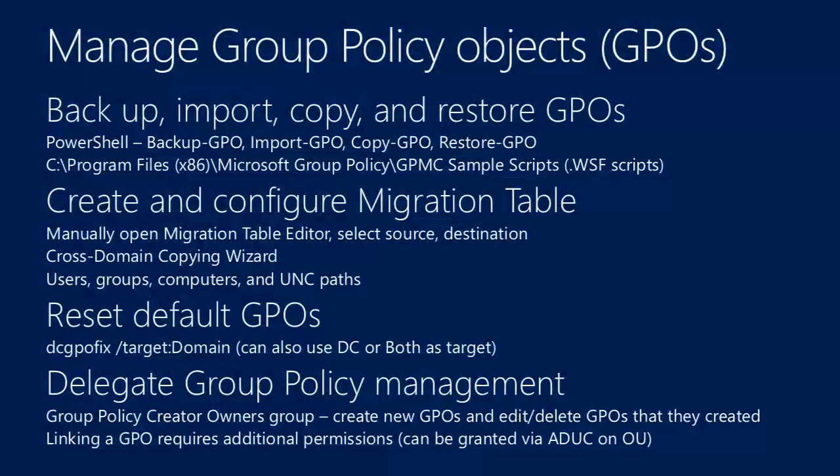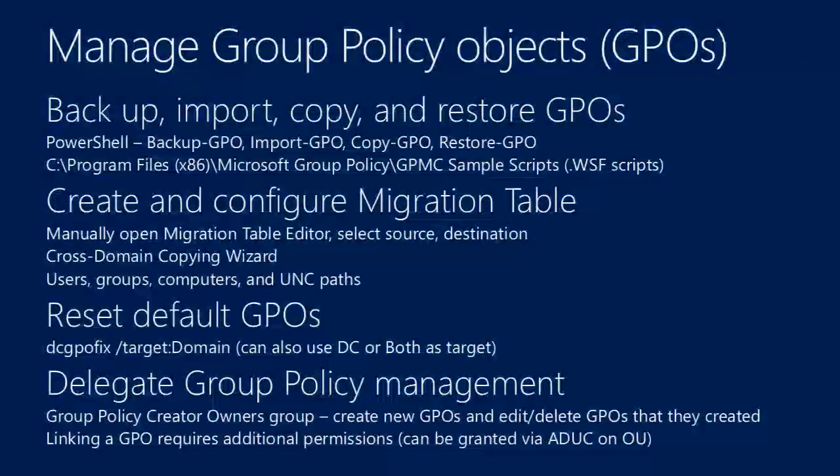And then the migration table. The migration table is when you're moving a GPO from one domain to another, and you have a UNC path or a domain or anything that's hard-coded in the original GPO that's not going to make sense in the new location. That's where your migration table comes in. Know what it is and when you use it. Probably don't need to know too much more than that.